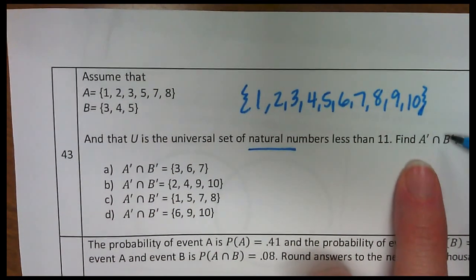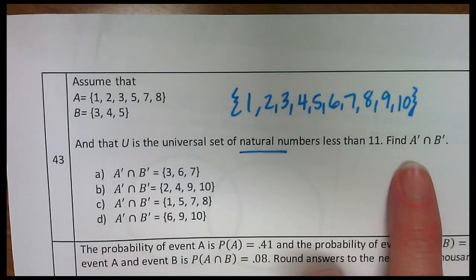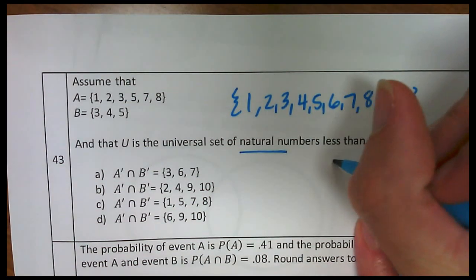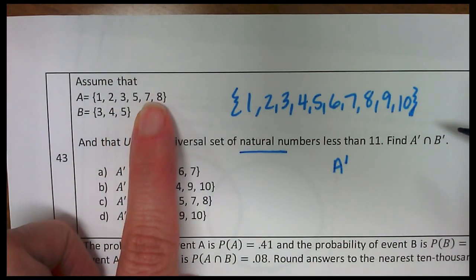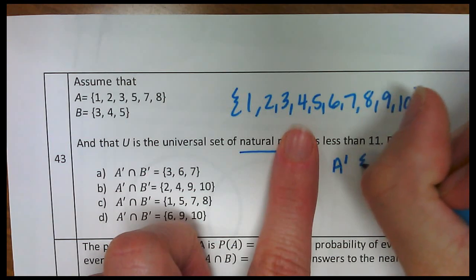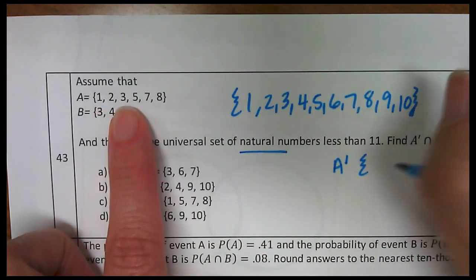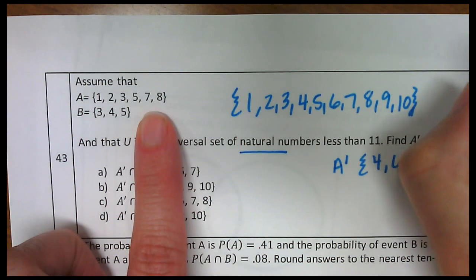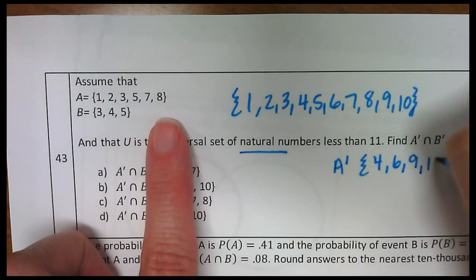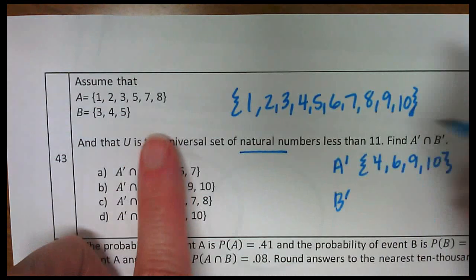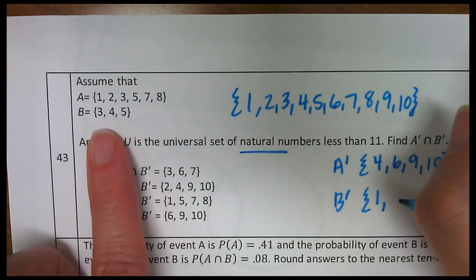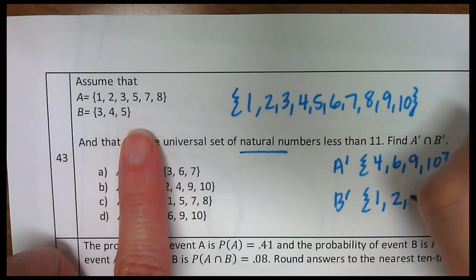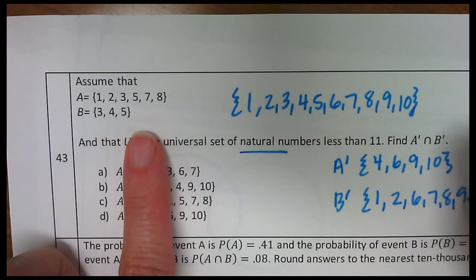These symbols, the apostrophes, mean prime, which means not in the set. So when I find A prime, it's everything not in this set, but in the universal set. So when I list these out, I have 1, 2, 3. I'm skipping 4 and skipping 6, 9, and 10. And then B prime is everything not here, but in the universal set. So 1, 2, 6, 7, 8, 9, and 10.